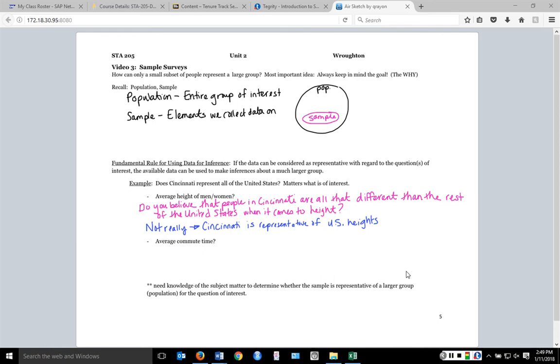But if instead I was talking about looking at average commute time, I'm going to start this question the same way. Again, do you believe that people in Cincinnati are all that different than the rest of the United States when it comes to commute time? Does your location, you think, impact your commute time? Well, here I actually do think this is true. So yes, I do think that they're actually different when it comes to commute times. So because of that, Cincinnati is probably not representative of U.S. commute times.